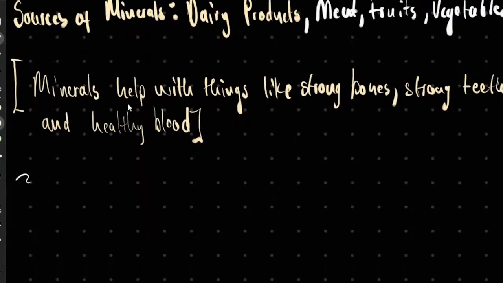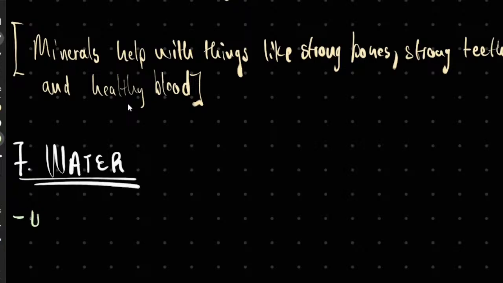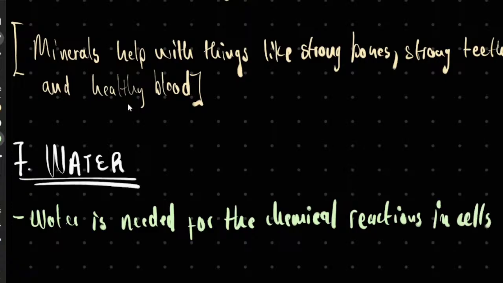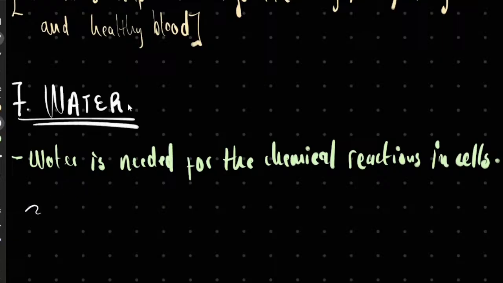Then, number 7, the last and final thing that everybody needs, that's water. And write this to say, water is needed for the chemical reactions in cells. Have you written that? Water is needed for the chemical reactions in cells. Okay? Sources of water.